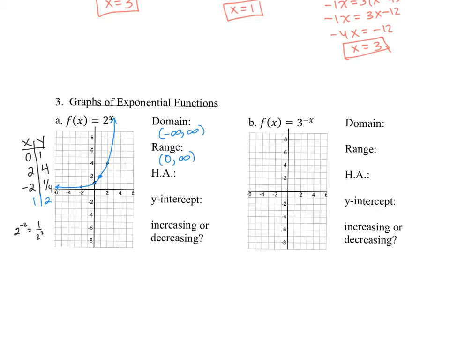Because it never actually touches the 0, there is a horizontal asymptote at y equals 0. That's because no matter what I plug in, I cannot get a value of 0 or a negative value from this function. The y-intercept, I can see it right there, is (0, 1). Is this an increasing or decreasing exponential curve? I go from the left to the right, from the left side. This is increasing, so I would say this is increasing.